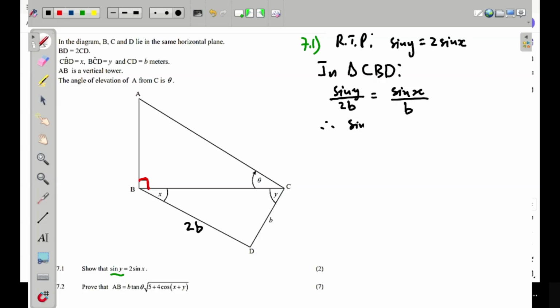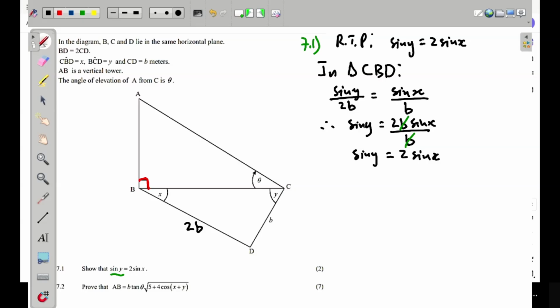So as I was saying, if I multiply by 2b, then this becomes 2b sine x over b. And watch this. This is what every student likes to see, things canceling out. So just like that, sine y is indeed equal to 2 sine x. The result which you wanted, the result which you anticipated.